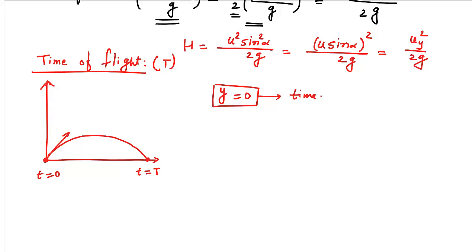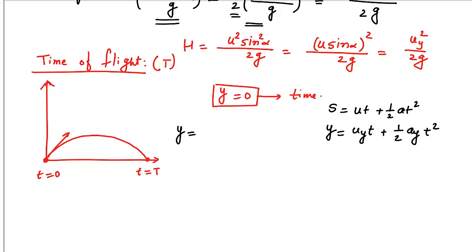So how will you calculate y? If you remember, the formula s = ut + ½at², I will apply this formula in the y direction. So I will write y = u_y t + ½ times the acceleration in the y direction times t². So y = what is the initial velocity in the y direction? This is nothing but u sin α t plus half, what is the acceleration in the y direction? Minus g, t². And now we have to equate this to 0. So I have to equate this with 0.